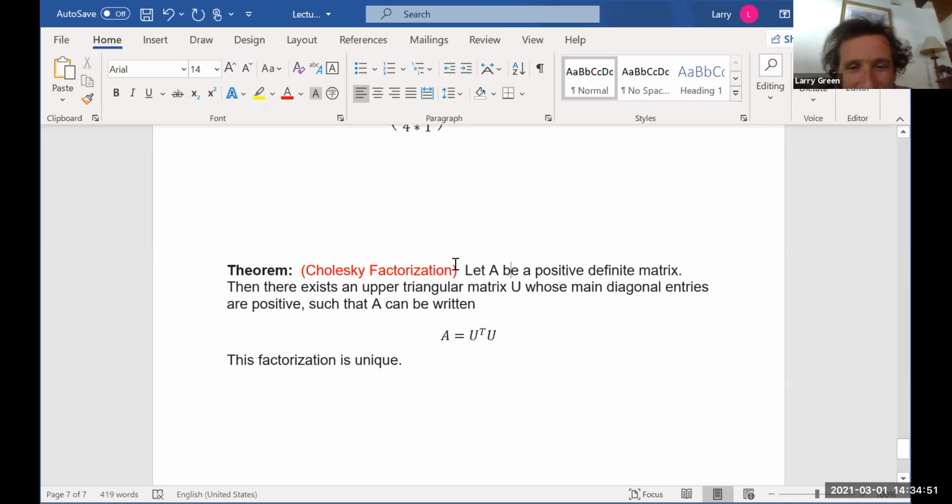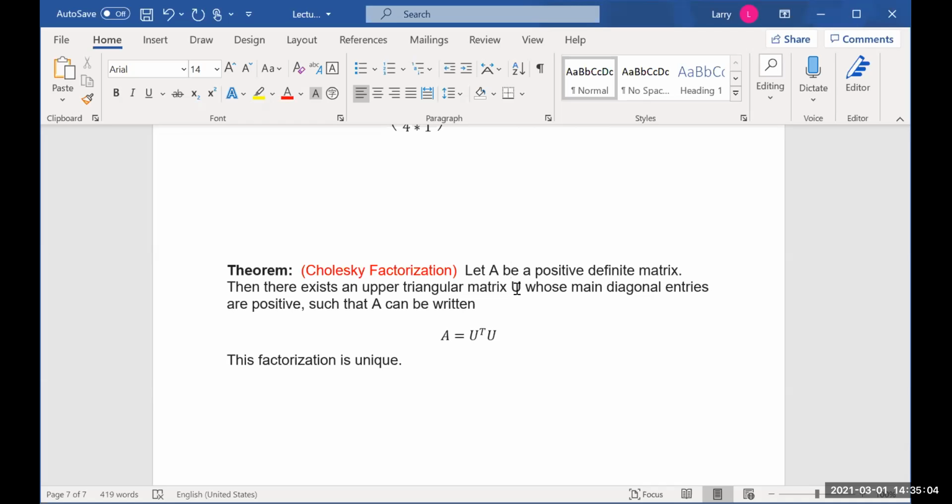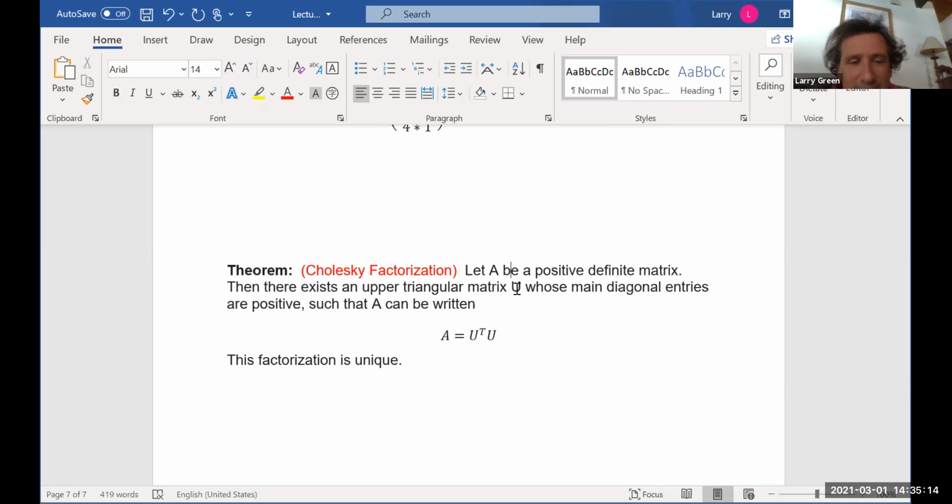But if we have a positive definite matrix, then there exists an upper triangular matrix U. Do you remember what upper triangular means? It means that the bottom left of the diagonal is zeros, and then the top right has any actual numbers, and the diagonal is whatever. Exactly. It means all the non-zero stuff is up at the top of the triangle.